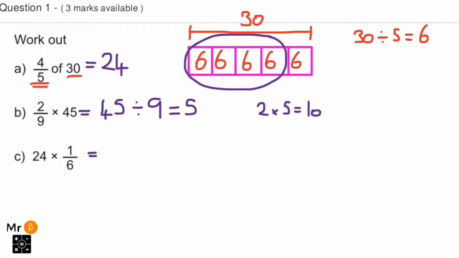Okay, another question, it's just flipped round the order, but it doesn't matter because multiplication is commutative, so it doesn't matter if you do 1 times 2 or 2 times 1, you'll get the same answer. So here we're going to do 24 divided by 6, which is 4, and then that answer times by your numerator of 1. So 4 times 1 equals 4.